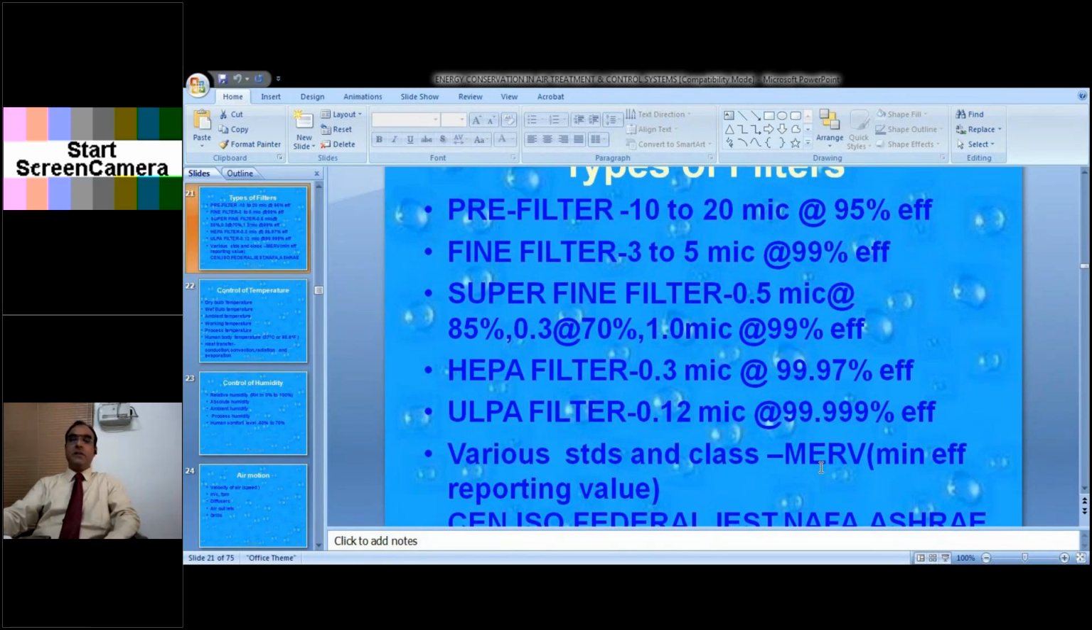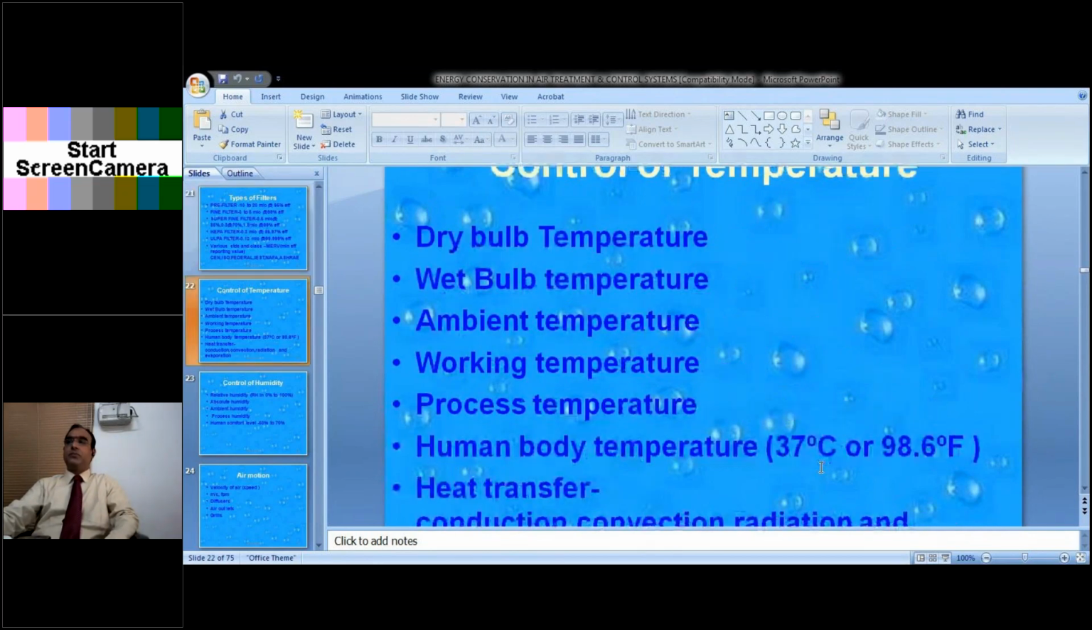Fine filter 3 to 5 microns, super fine 0.5 microns at 85% efficiency, and HEPA filters, you all know. Then ULPA filters, ultra low penetration air filters, and high efficiency particulate air filters, and various standards are there. MERV standards and federal standards are there. ASHRAE standards are there, American Society of Heating, Refrigerating and Air-Conditioning Engineers.